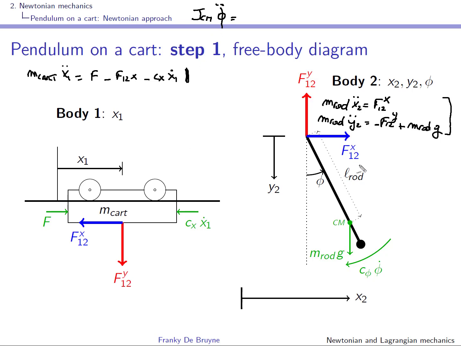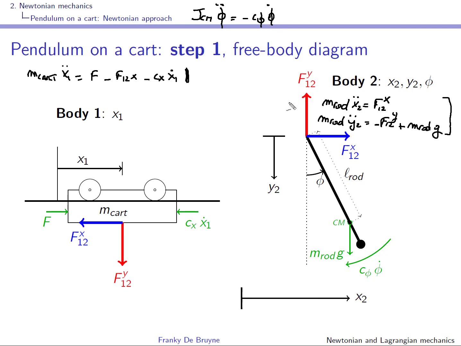Okay, so which are the forces which are going to produce a torque? Well, gravity is not going to produce a torque because it's acting at the center of mass, and the whole system here turns around the center of mass, so there will be no contribution of gravity. There will be contribution from these two forces, and of course from this one. The easiest one is maybe to write this torque here, this friction torque. So you have minus C phi times phi dot.